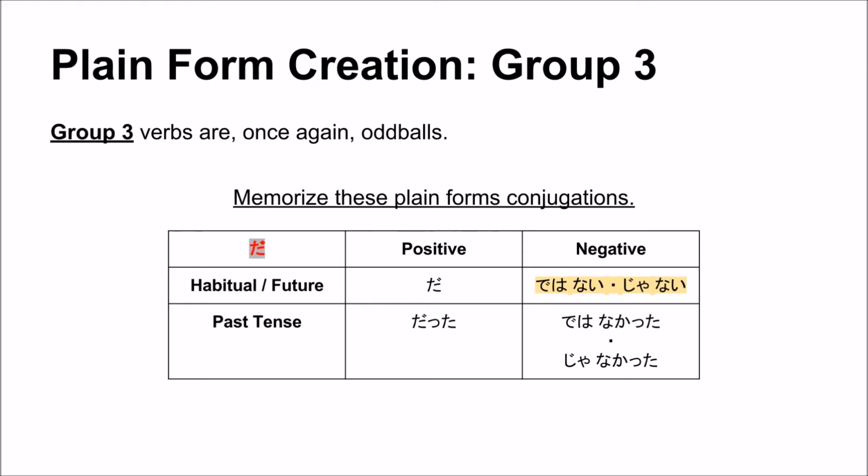De arimasu, however, is a group 1 verb. So if you want to learn how to conjugate de arimasu, you need to go to the group 1 section of this video, which is obviously coming up in the future. This is how to conjugate da, which is the plain form of desu.